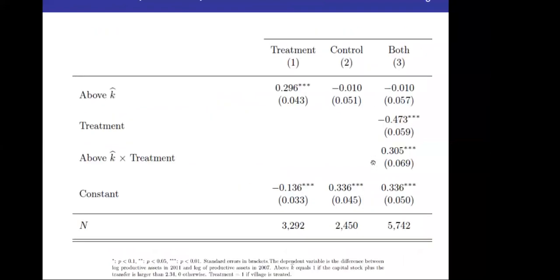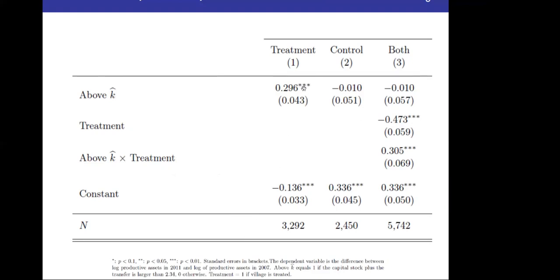So here we again run this regression. The first column is the treatment group, all the observations are from the treatment group. The second column refers to the control group, and the third one has both the control and the treatment group. We are running the same regression, namely, is it the case that their capital stock in period 2011 is positively related to whether their initial capital stock plus the transfer exceeded this K hat that we empirically estimated earlier, non-parametrically?